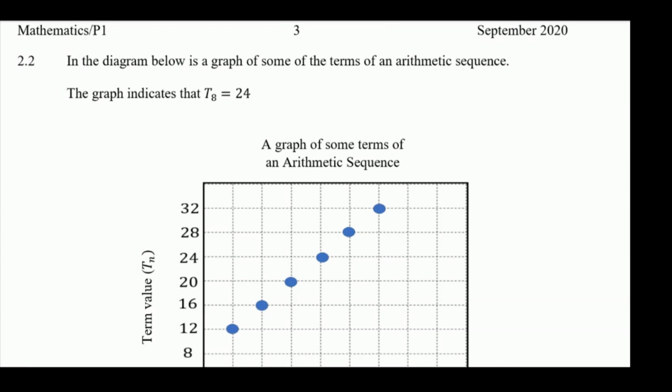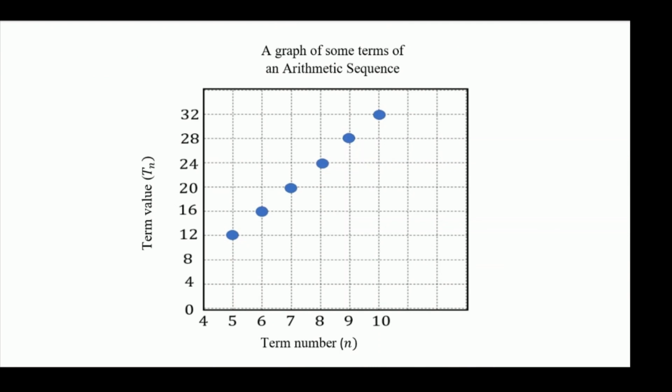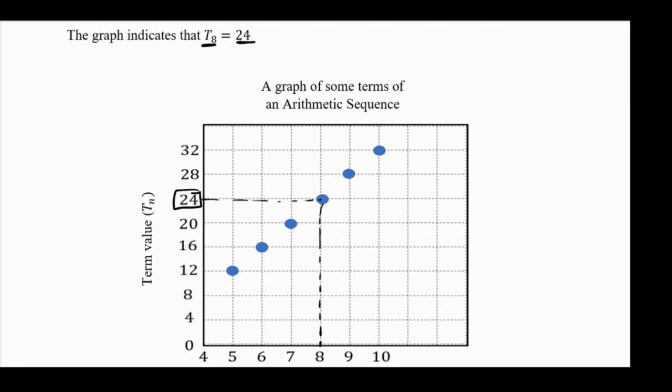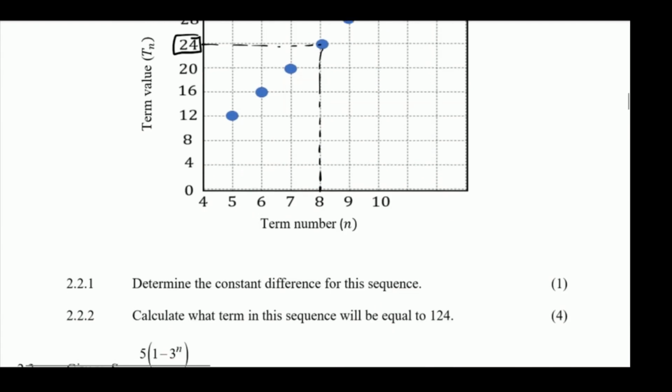So now we're going to do 2.2. They say the diagram below is a graph of some of the terms of an arithmetic sequence. The graph indicates that term number 8 is equal to 24. Let's look at the graph. Term number 8 is this one here. So if you go straight across from this point, you get the number 24, exactly what they said here, right? Exactly this. So term number 8 is equal to 24, right?